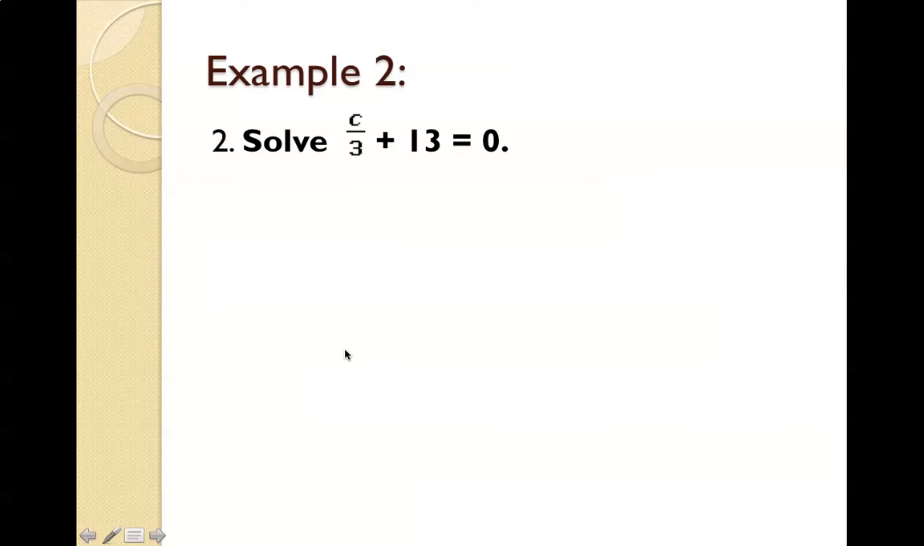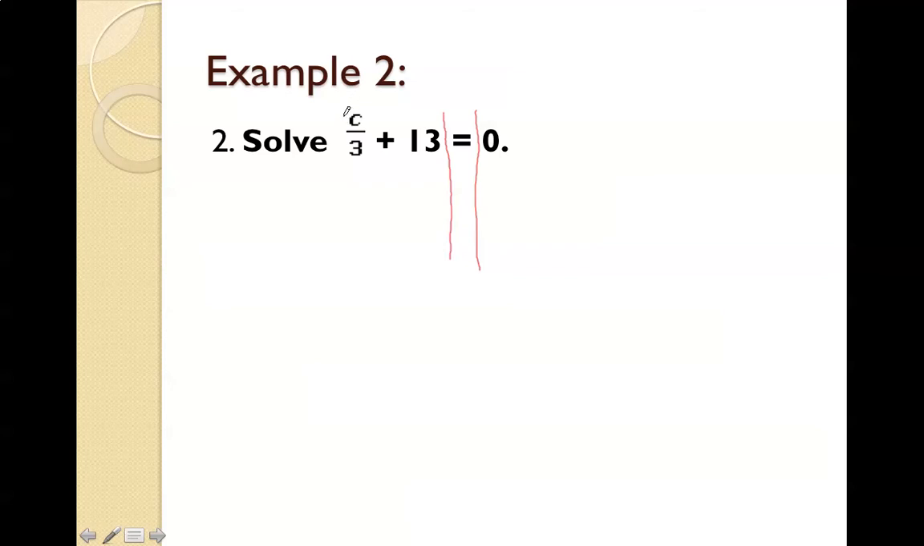Let's look at example number 2. Again, I'm going to split my equation up into two parts, or two sides. I have a left side and I have a right side. And the first thing I want to do is start on the side with the variable. So I go where I see my variable. Here's C. Here's my variable. So this is the side I'm starting on. I'm starting on the left-hand side.